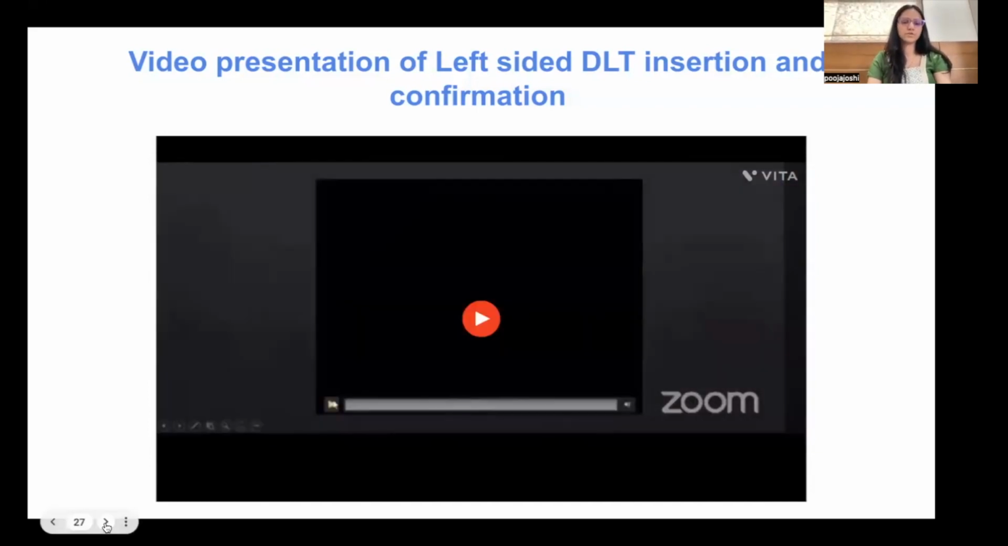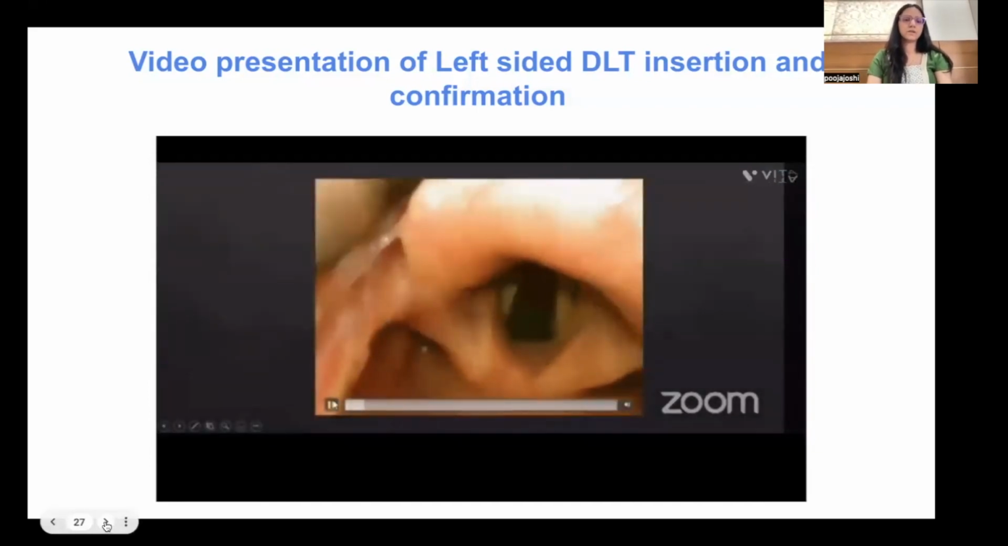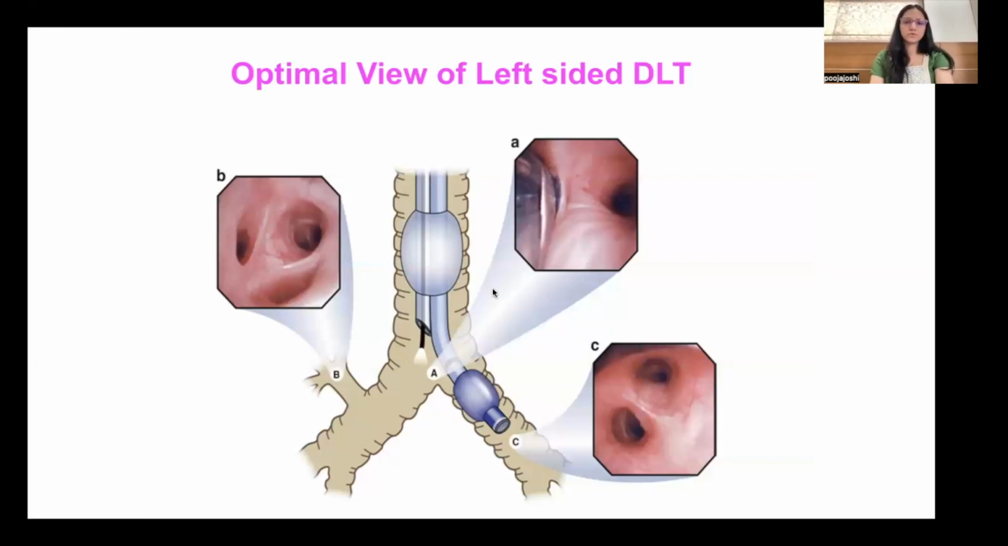For confirmation of the left-sided DLT, while using fiber optic bronchoscope, you should know the optimal view of the left-sided DLT. When you pass a fiber optic bronchoscope to the tracheal lumen, you will see the cuff as shown in the figure at 1 o'clock position. There is a cuff in the left-sided mainstem bronchus, and you will see the trachealis muscle going posteriorly in the right mainstem bronchus, which is having unobstructed view.